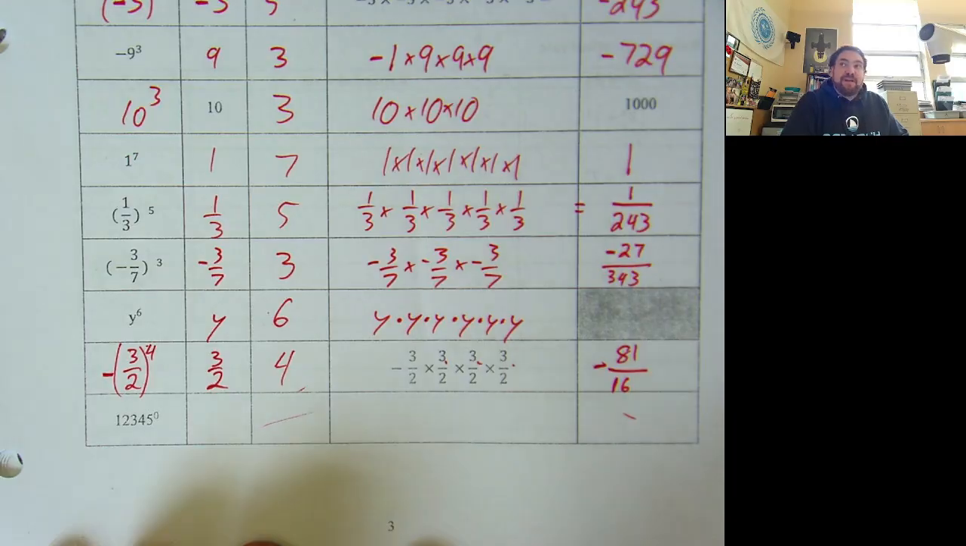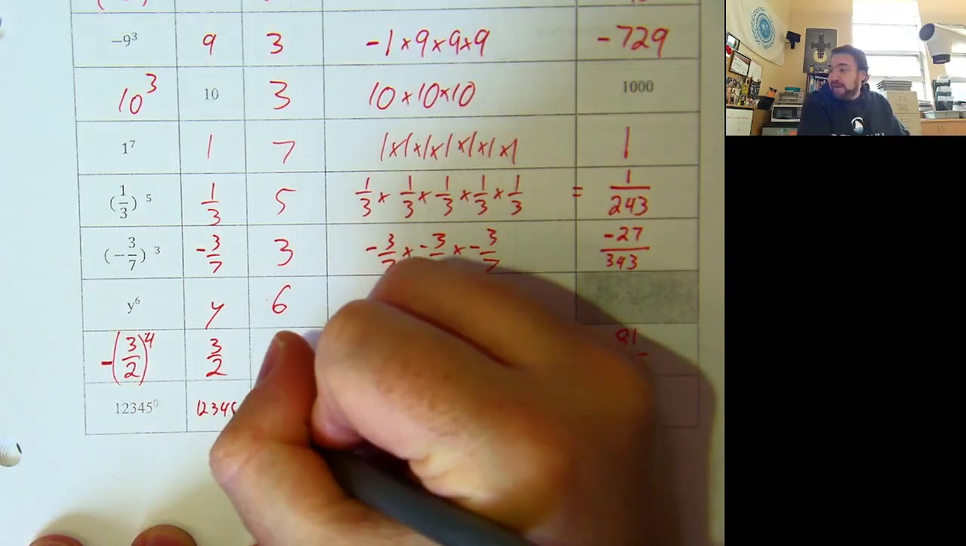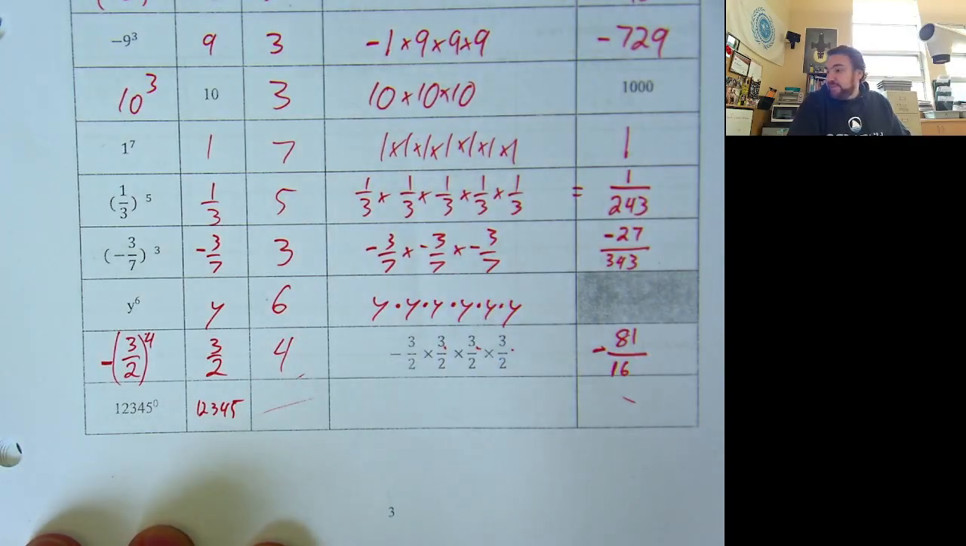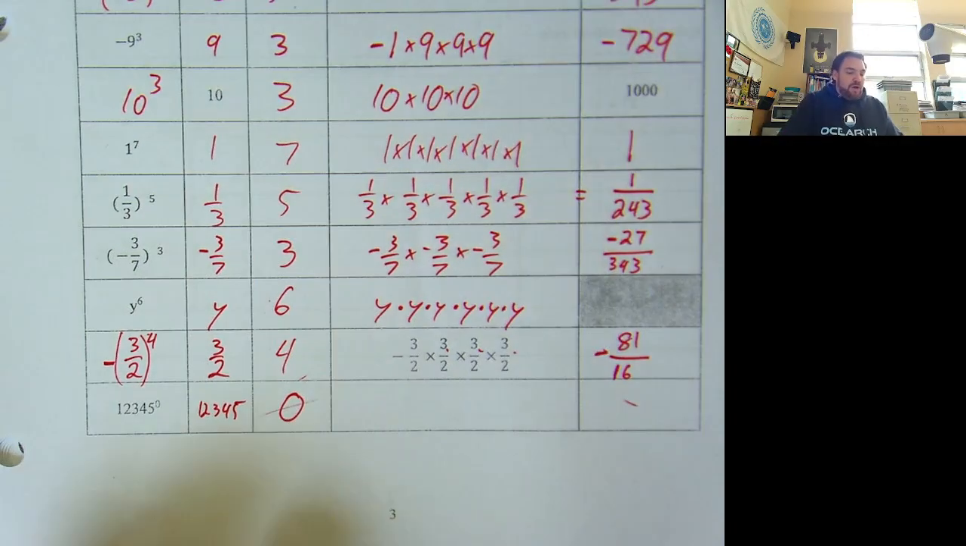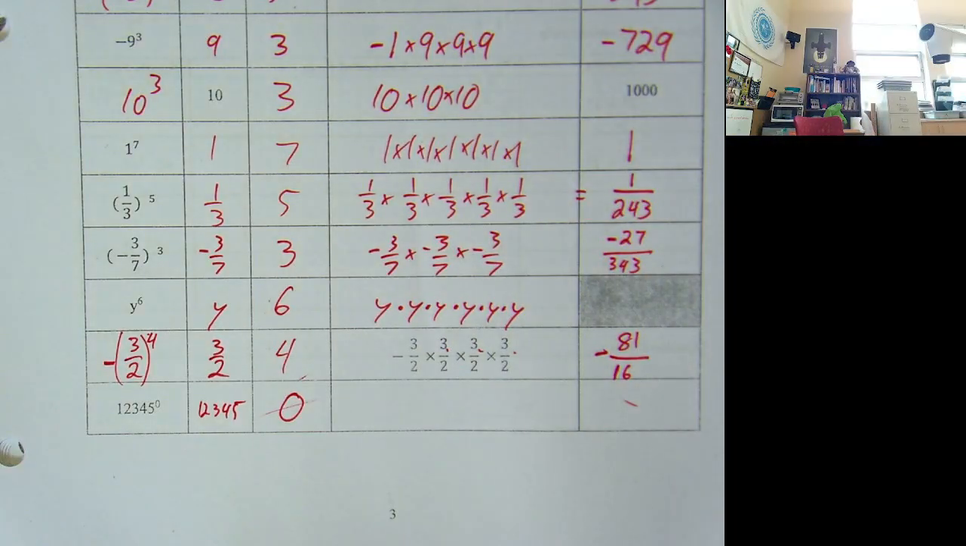And then the last one. 1, 2, 3, 4, 5. The exponent here is 0. What does that even mean? Some of you said, yes, 12,345 times 0 is 0. It's not. Let's take a look at that. Yes, Pavni. It means you multiply it by itself 0 times, so it just stays the same number. Good guess, but you'd be incorrect.